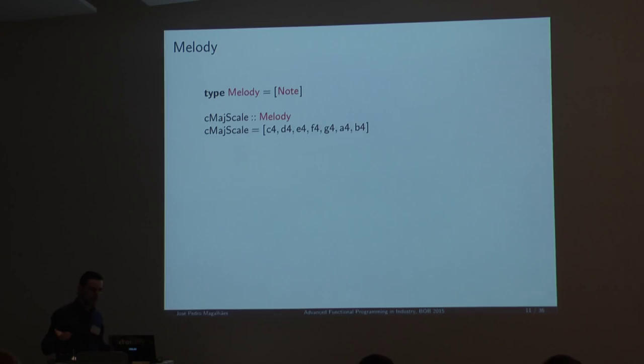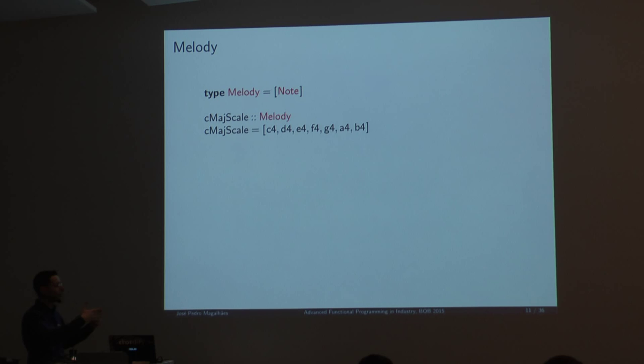A scale is a sequence of notes. In particular, the C major scale is the one that starts on C and ends in B, or actually normally it ends in C, just an octave above, but I'm going to skip that because it's kind of a repetition. So now we have a melody. Very simple one, but it's just by putting notes into a list.